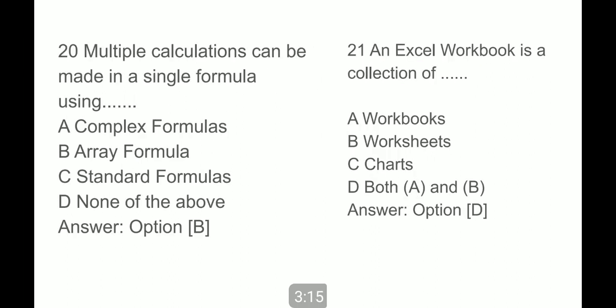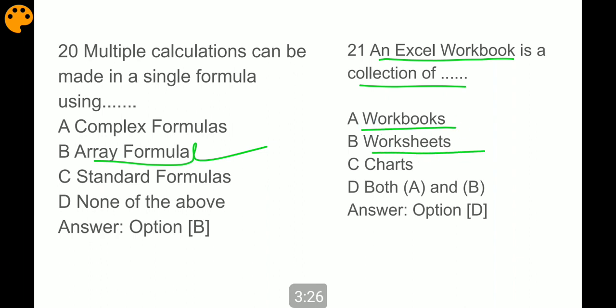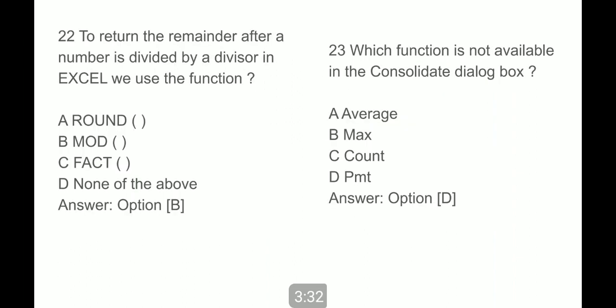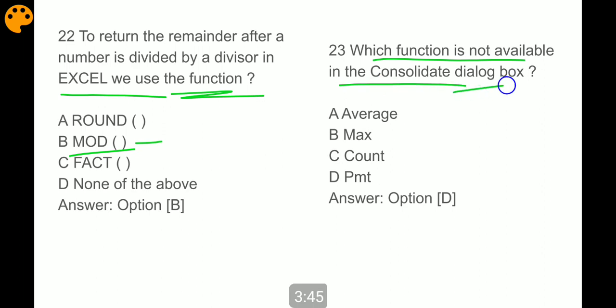Multiple calculations can be made in a single formula using array formula. An Excel workbook is a collection of workbooks and worksheets, both A and B. To return the remainder after a number is divided by a divisor in Excel, we use the function MOD and brackets. Which function is not available in the consolidate dialog box? PMT. It's not available in the consolidate dialog box.